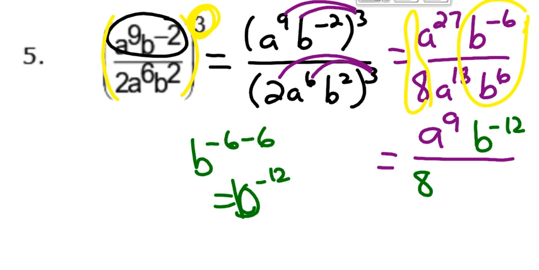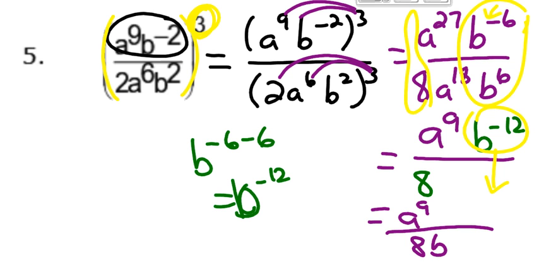This one is going to stay on top because I started with b to the negative 6 and I subtracted. So I started at the top. So my final answer is going to be this downstairs. So everything else is going to stay the same. So a to the 9th over 8b to the 12th. That was kind of a tricky one.